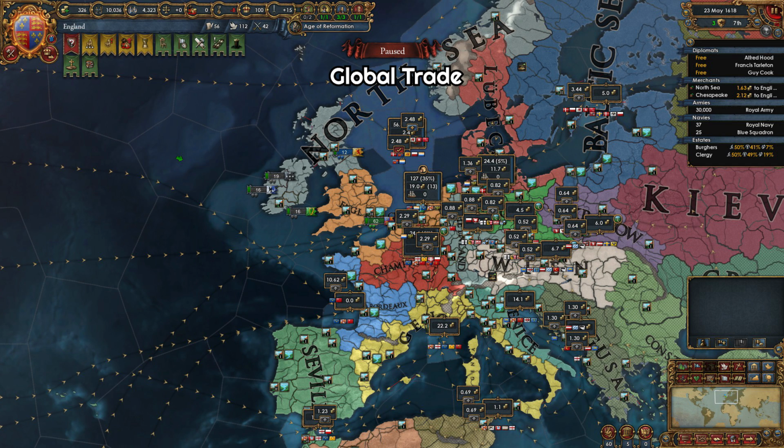So since there are very specific conditions for spawning global trade, you can actually stop it from spawning in game by moving your capital. This is not a beginner strat, so we won't discuss it here, but it's fairly straightforward. You can look it up on Reddit or forums.